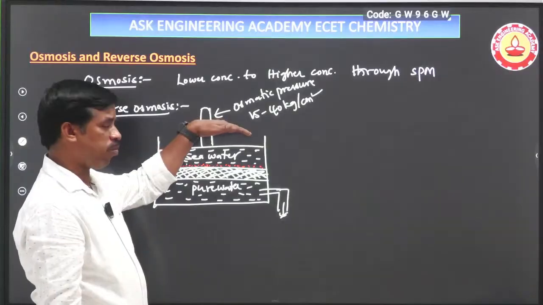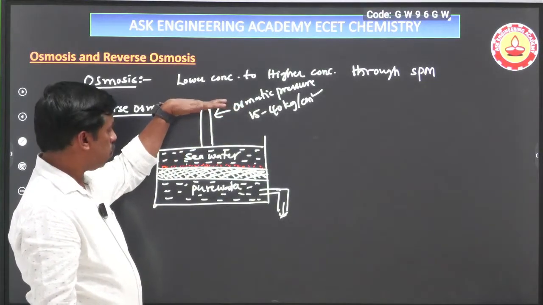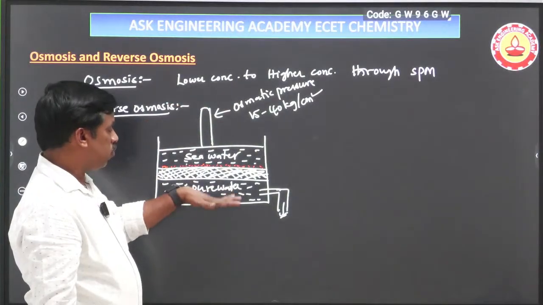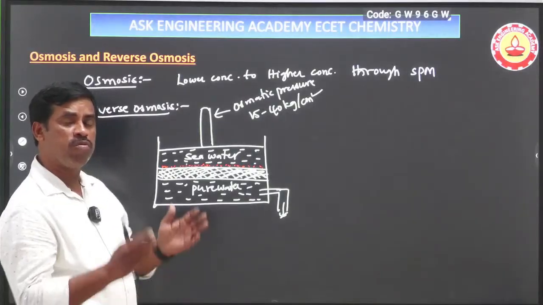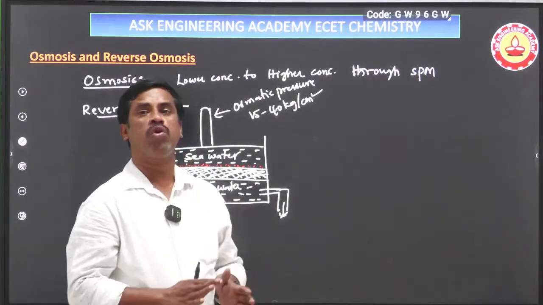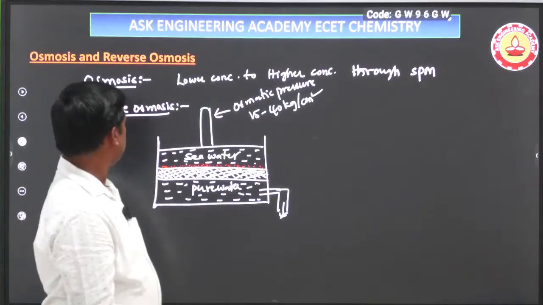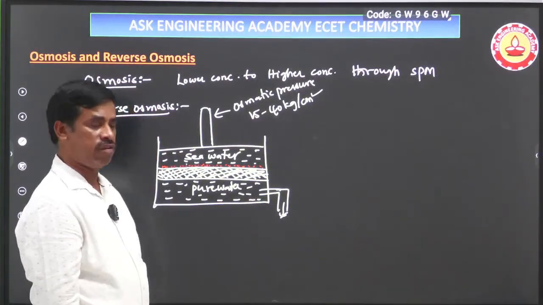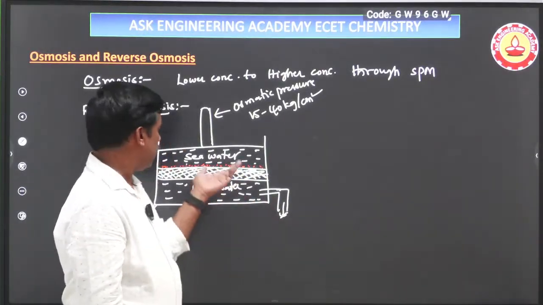Whenever osmotic pressure is applied, the highly concentrated salt water goes to pure, lower concentration water through the semi-permeable membrane. The semi-permeable membrane allows only water molecules, not salt particles. This is about reverse osmosis. Sea water can also be purified by this method.